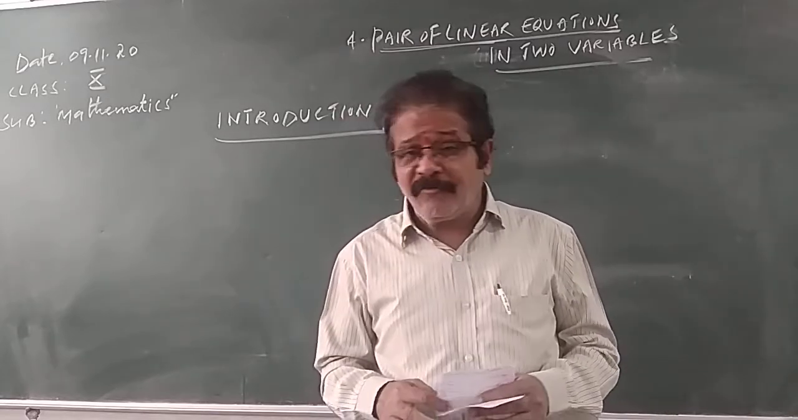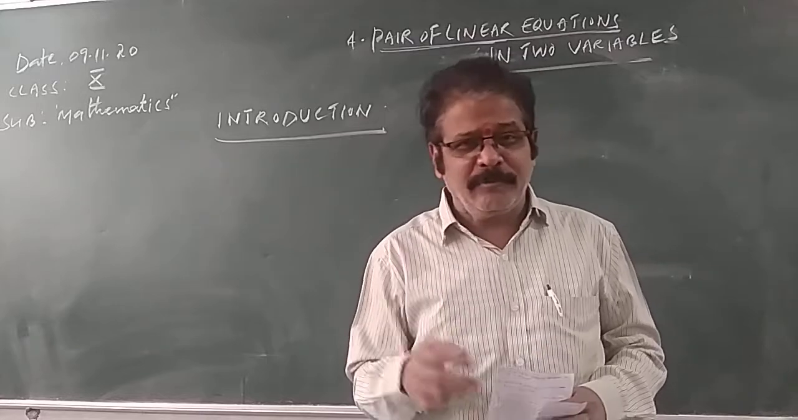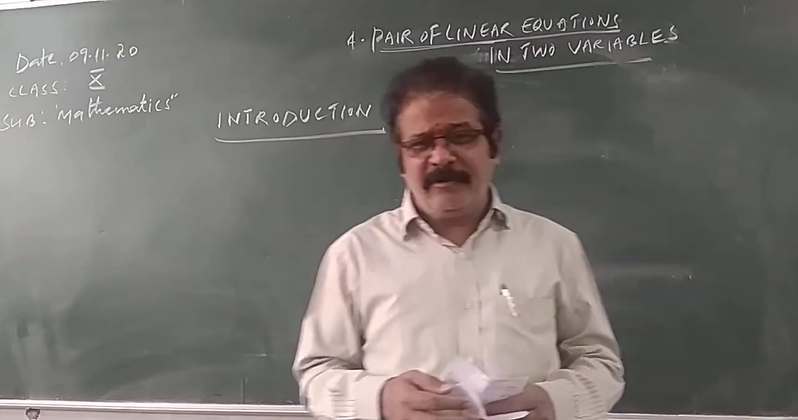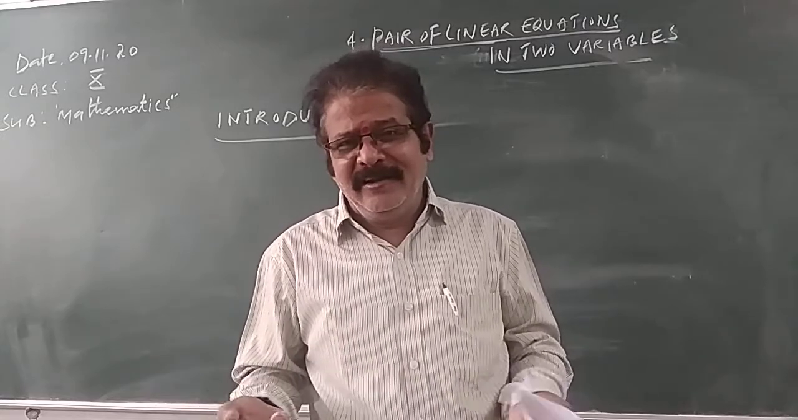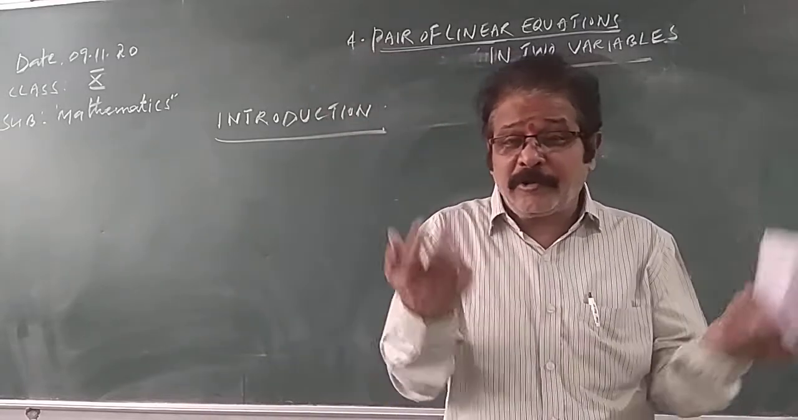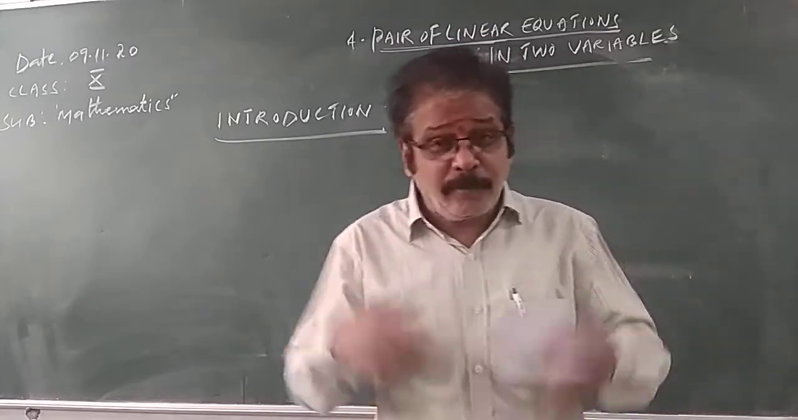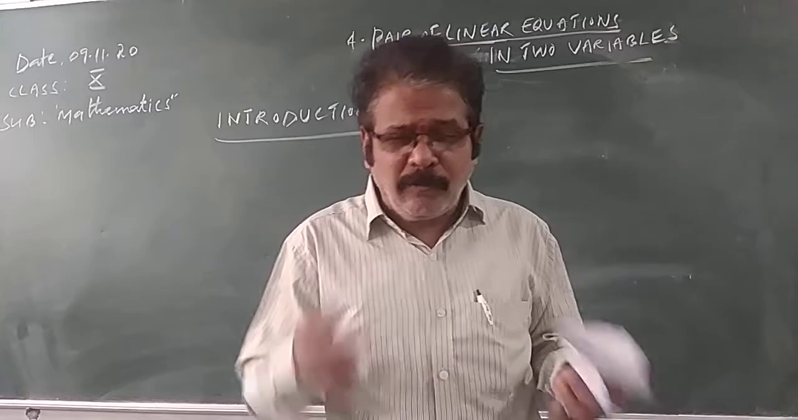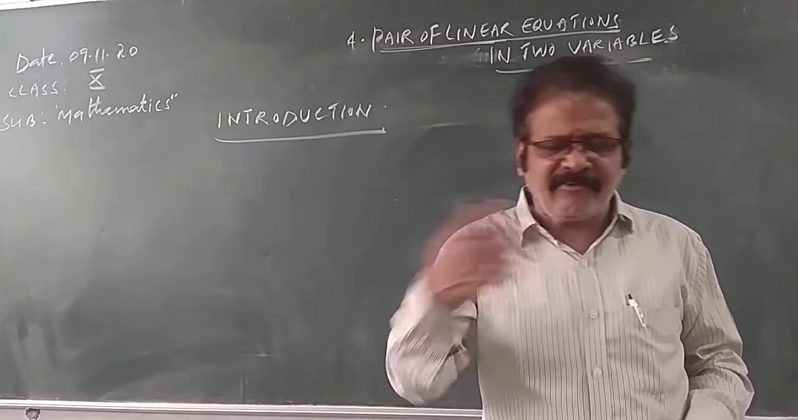What is the general form of a linear polynomial in two variables? We have discussed only one variable so far. A linear polynomial in one variable is ax plus b. A quadratic polynomial in one variable is ax square plus bx plus c. And then the cubic polynomial in one variable. One variable means only one variable is involved, either x or y or z.